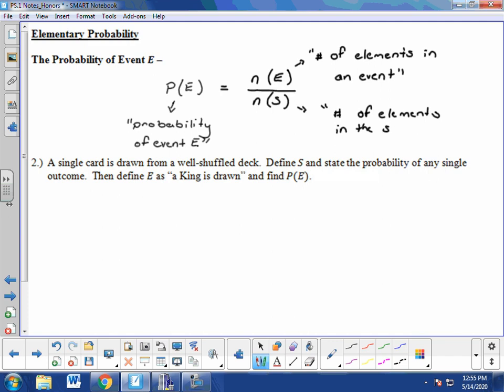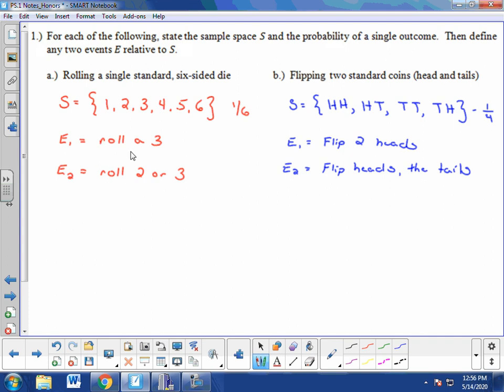So if we go back to one of the previous examples, let's say problem 1A, where we talked about rolling a single die. Event 1, if we wanted to know the probability of rolling a 3, that would be the number of 3s that are located in the sample space, which is 1, over the number of total elements in the sample space, 6. So this would be a 1 in 6 probability.